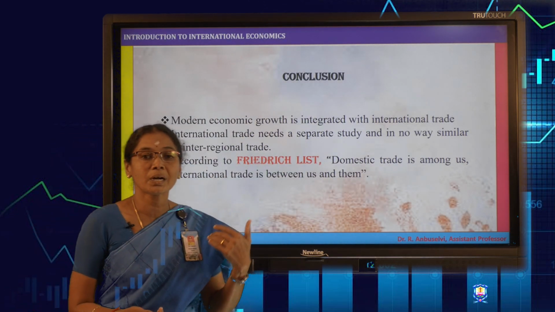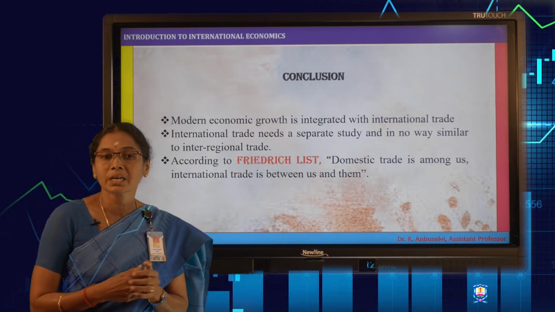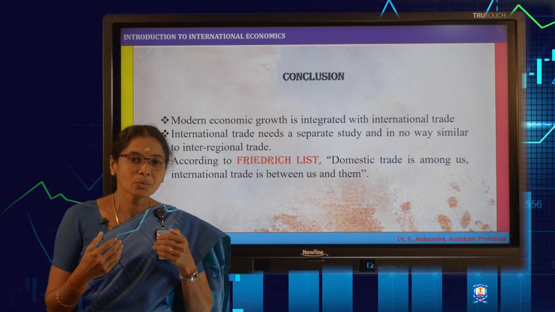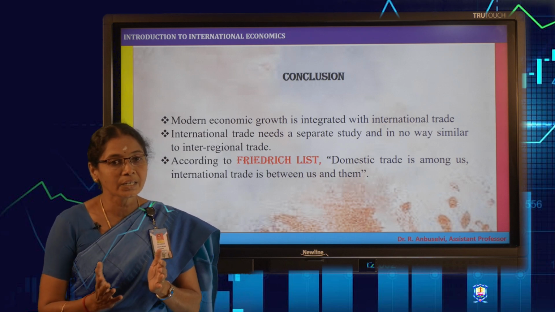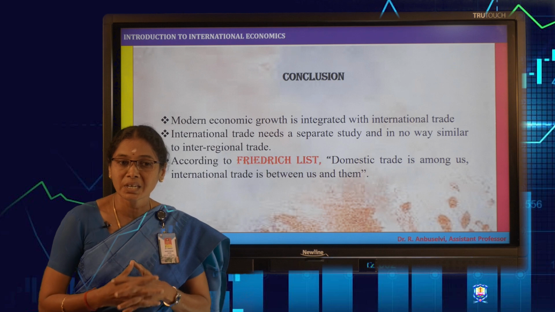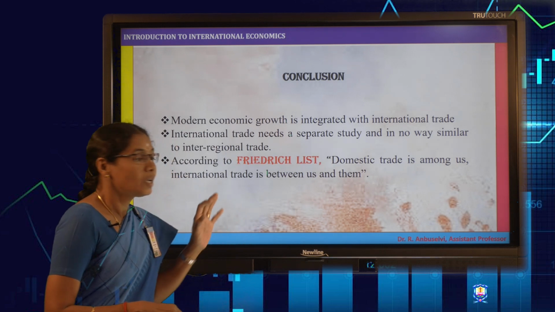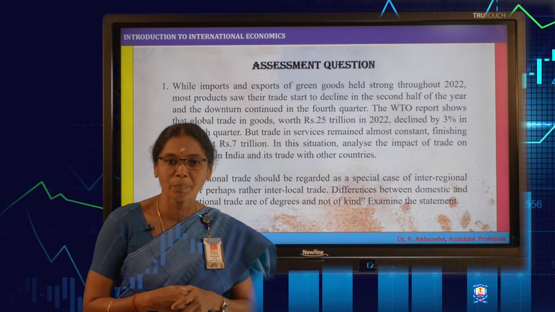In concluding remarks, without international trade we cannot progress with the available resources. So we have to depend upon other countries to satisfy the needs of the people as well as the economic progress of a country. So I think you have understood the topic very well.